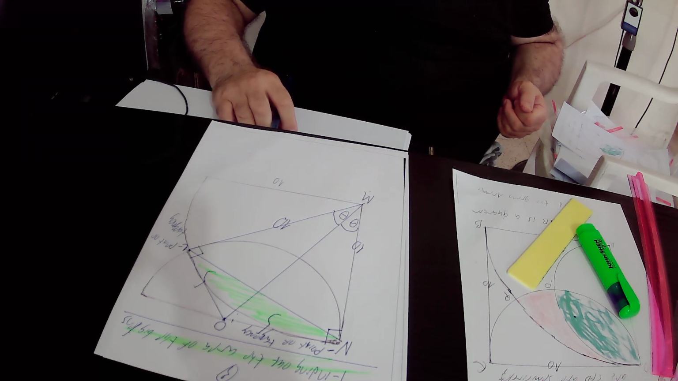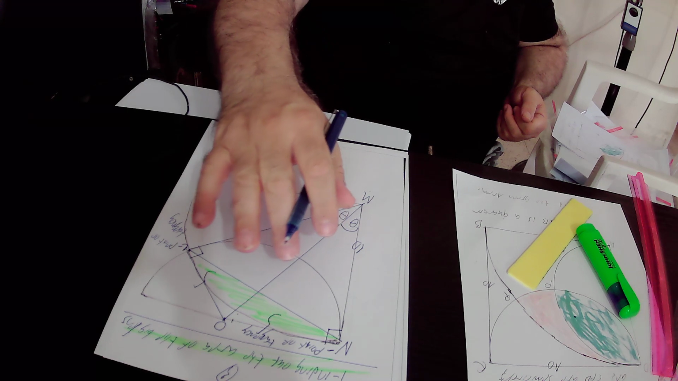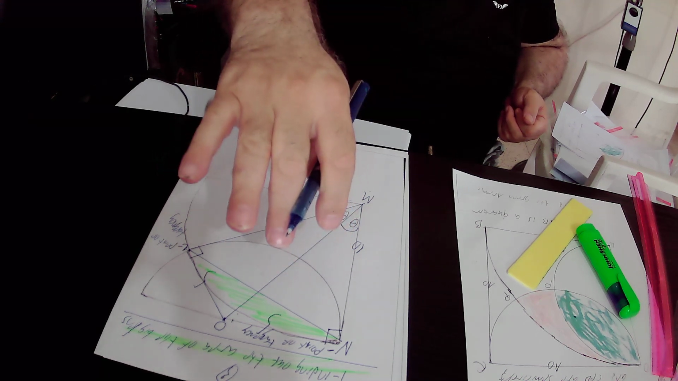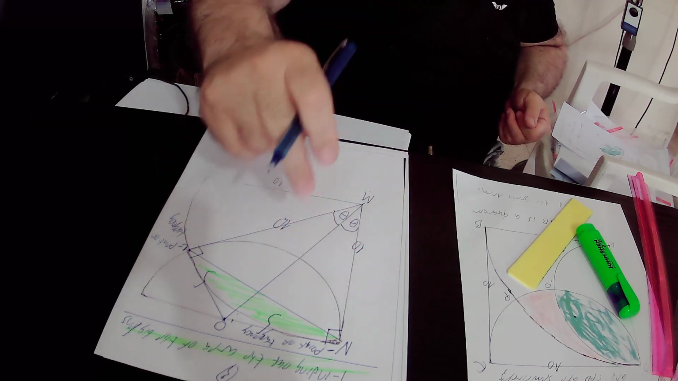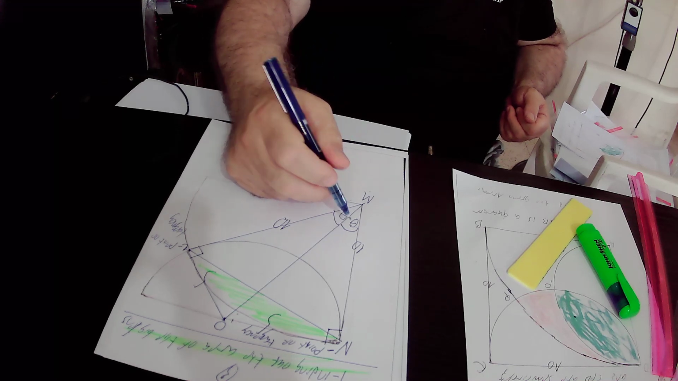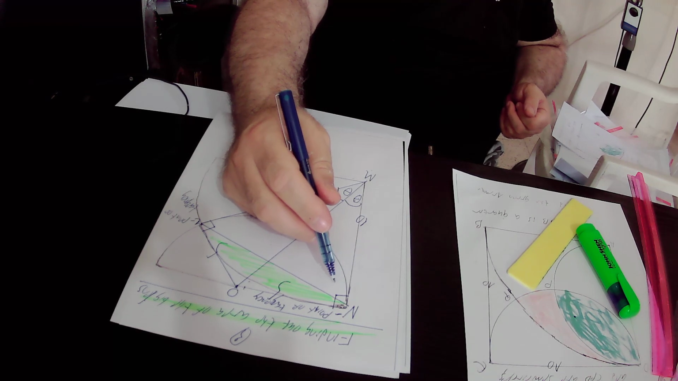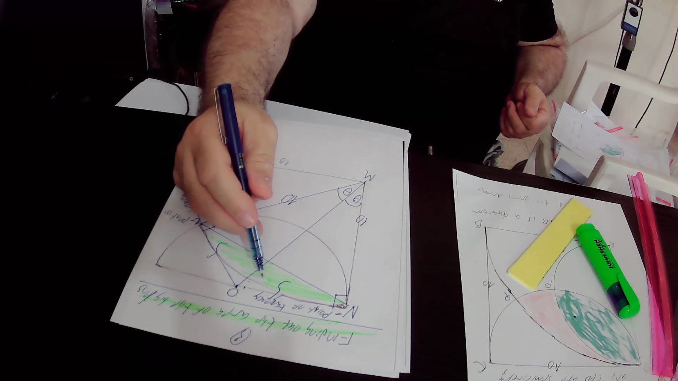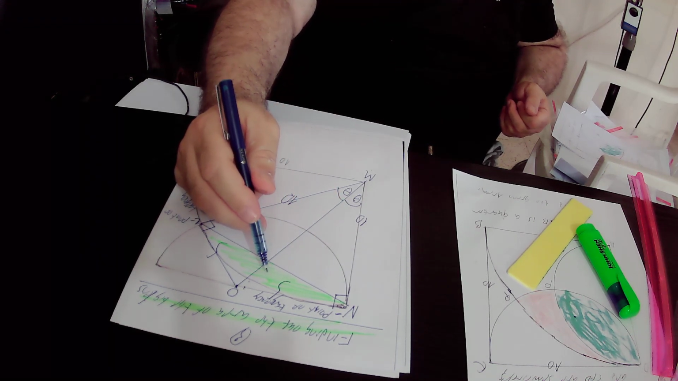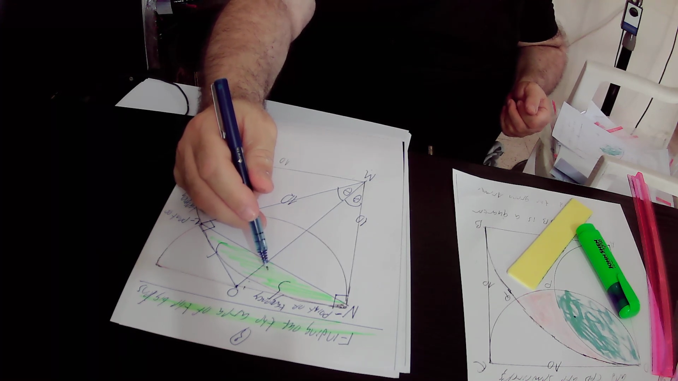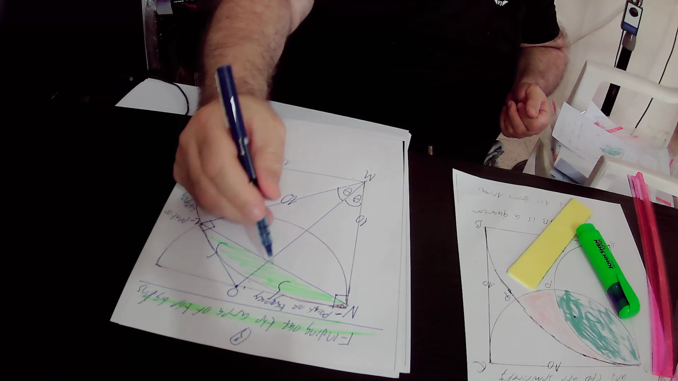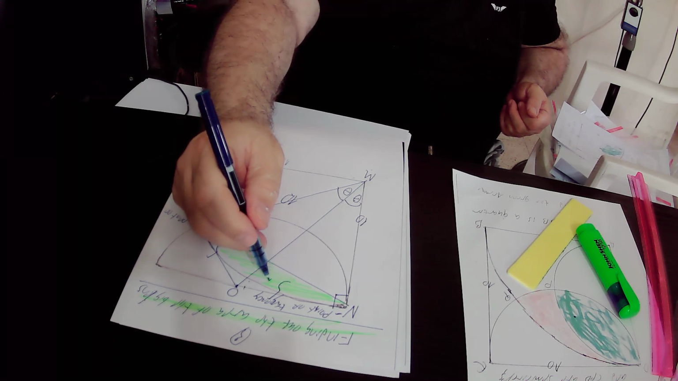And in the right triangle NMO, this angle equals theta. This angle equals 90 degrees, that is pi over 2 in terms of radians. So the missing angle must be equal to 90 degrees minus theta in terms of degrees. In terms of radians, it is pi over 2 minus theta.